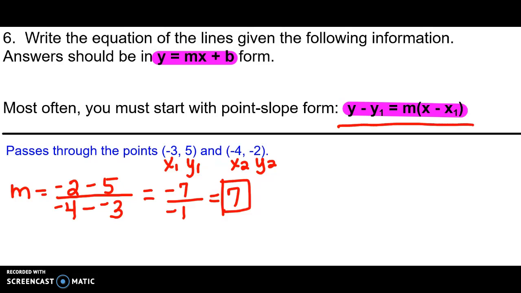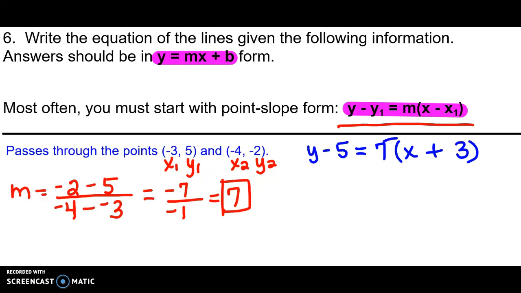Now we come over here and we do our point-slope form. So we start with y minus y1, which we label to be 5, equals m. That's 7. x minus negative 3. Now let's make our lives just a little easier. Let's erase this minus negative and just replace that with a plus.